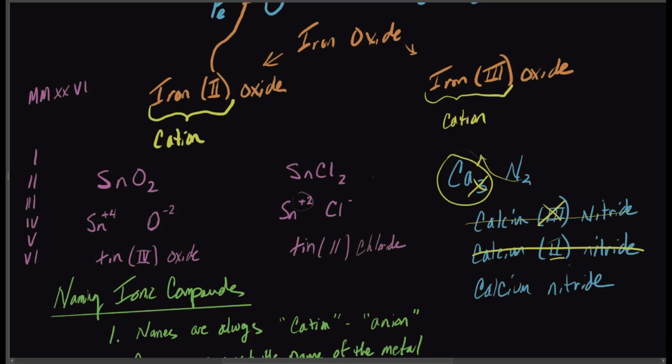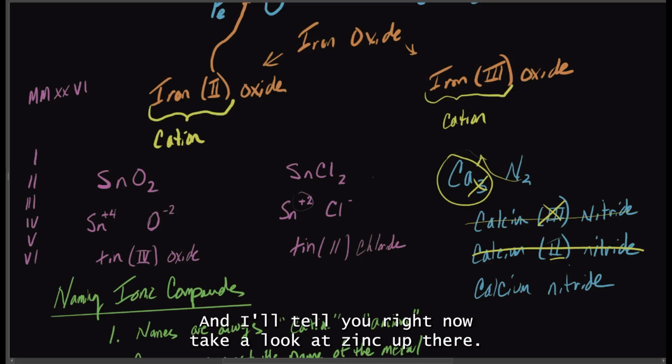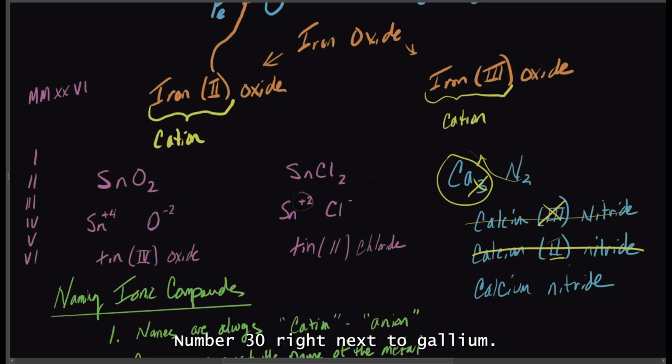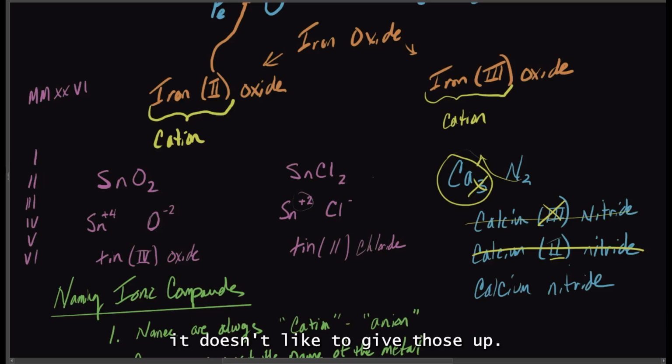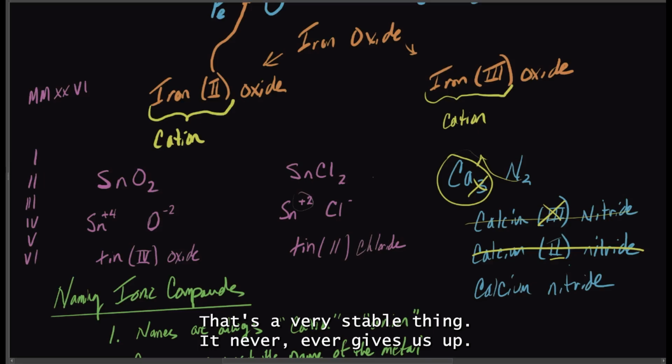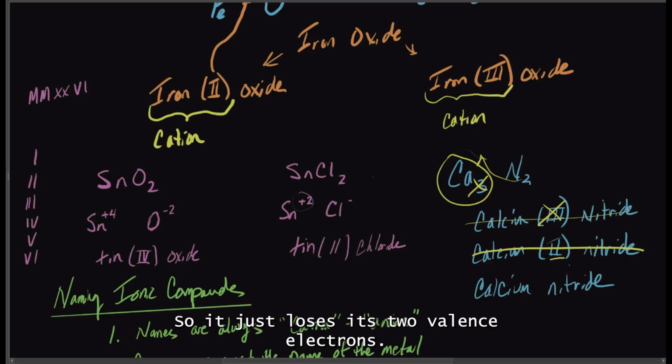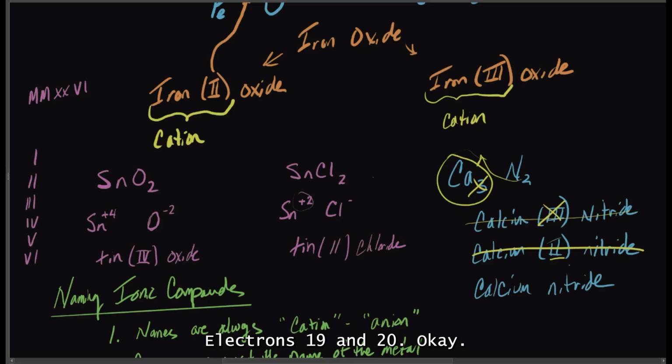ionic charge. Okay, and I'll tell you right now, take a look at zinc up there, number 30, right next to gallium. Zinc only makes a +2, even though it's a transition metal. Okay, because it has all 10 of its 3D electrons. It doesn't like to give those up. That's a very stable thing. It never ever gives those up, so it just loses its 2 valence electrons. Electrons 19 and 20. Okay.